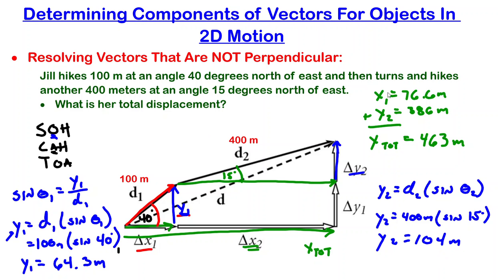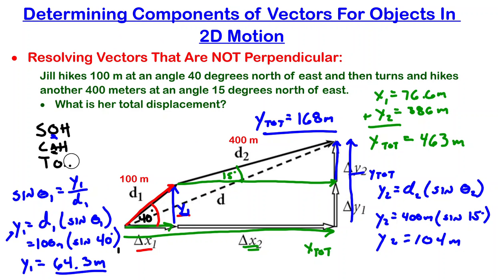So then I'm just going to do the same that I did here with x. I add them together because I'm looking for this total y component, right? Y total, and y total is just y1 plus y2. So y1 is 64.3. So 64.3 plus 104. I'm going to end up with y total. Y total is equal to 168 meters.